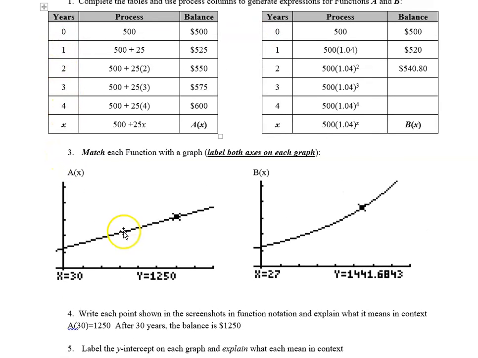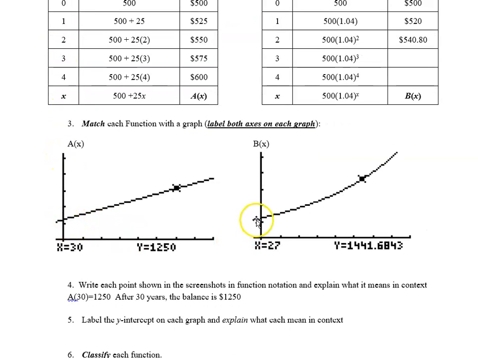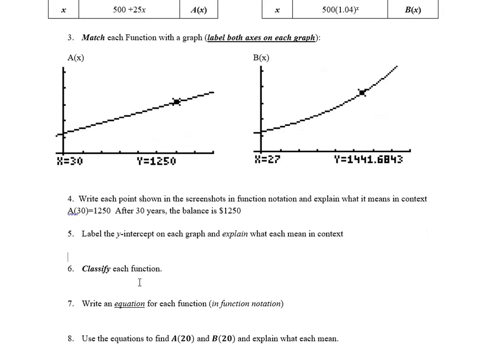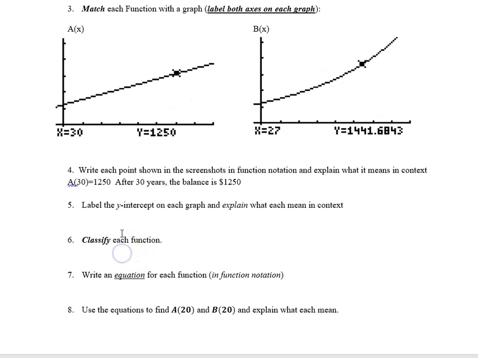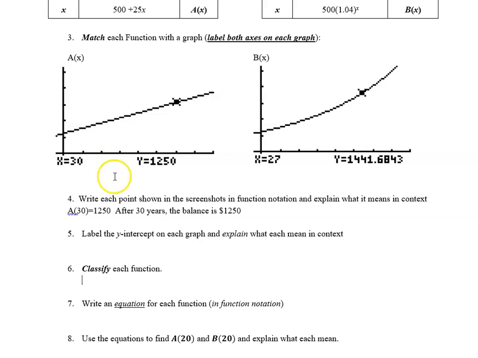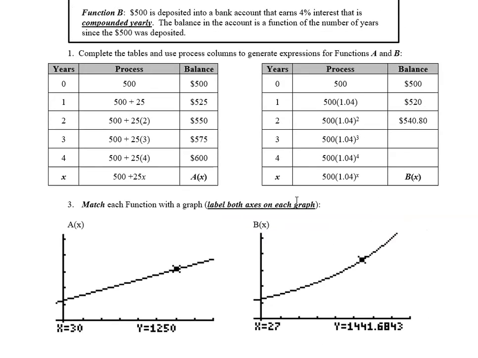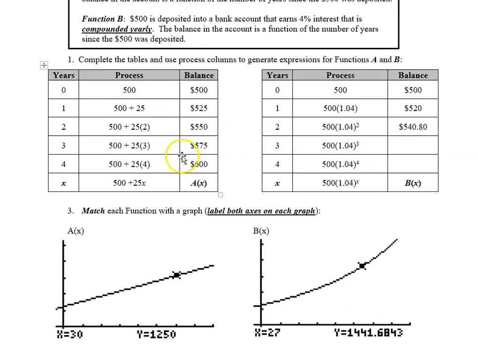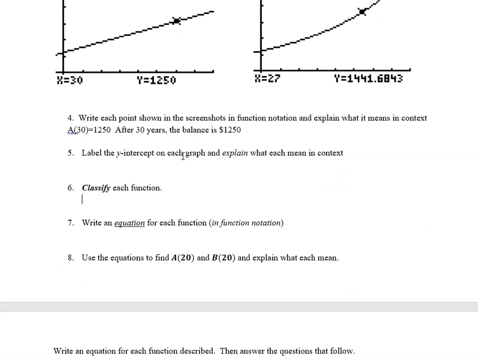To label the y-intercept on each graph, both of these graphs have the same y-intercept because they both start at 0, 500. So this point here and this point here you would label with 500. And what does it mean? It means you started with $500 in the account. To classify each function, the first one would be classified as a linear function because it's a straight line. It's increasing at a constant rate. And the second function would be classified exponential. And if you're not sure how to spell those, the spelling is up here at the top of your assignment in the title.